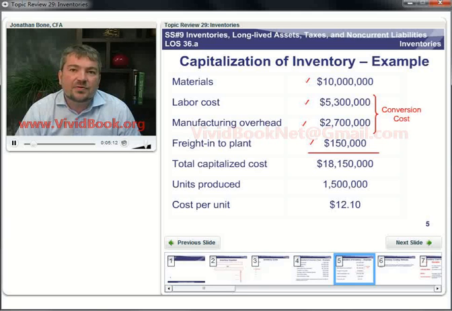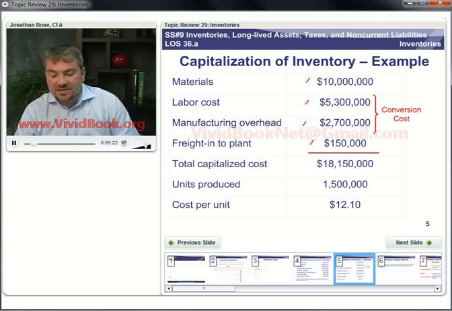cost of our inventory of 18.15 million. Divide that through by the number of units you've actually produced in the year, 1.5 million, and we get our standard cost per unit to be $12.10.